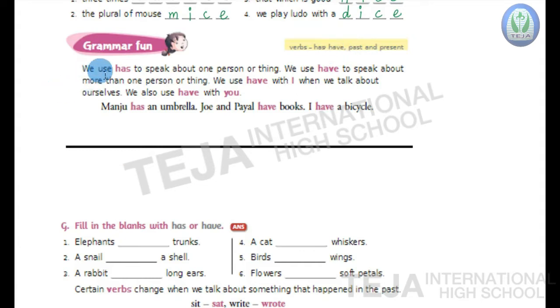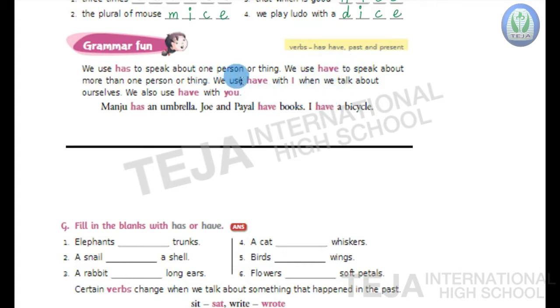Okay, so here we use has to speak about one person or thing. We use have to speak about more than one person or thing. We use have with I when we talk about ourselves. We also use have with you. That is, for the singular form, when we talk about only one person or one thing, we will use the word has. And when we talk about more than one thing, that is, in the plural form, speaking about more than one person or one thing, then we use the word have.